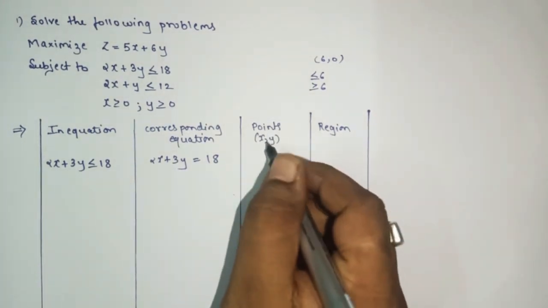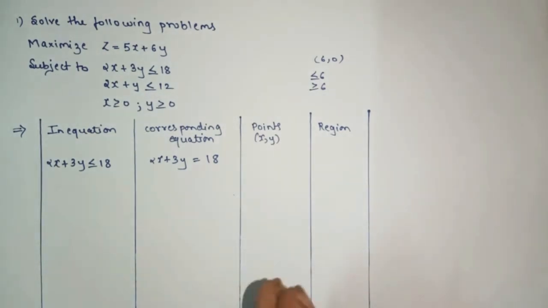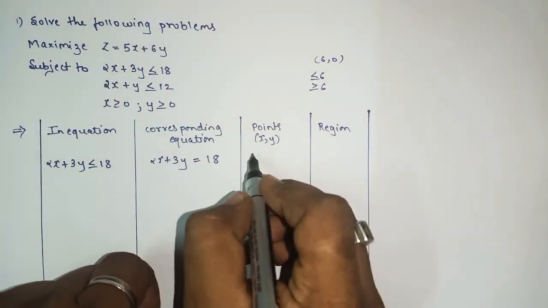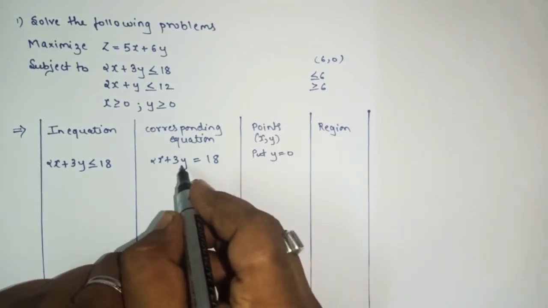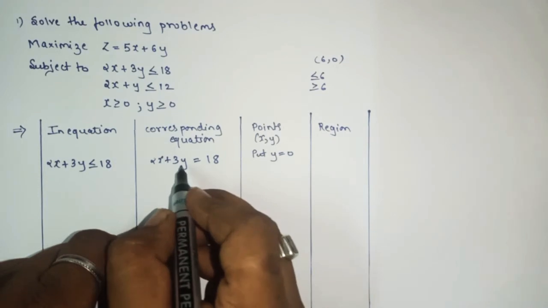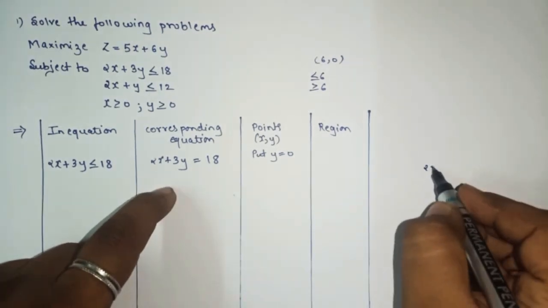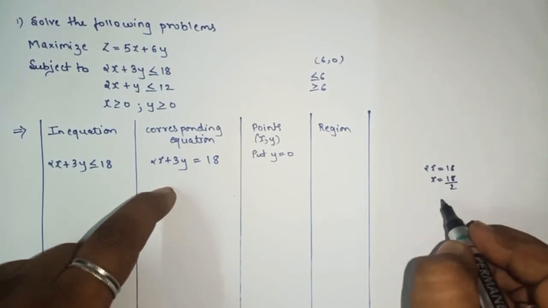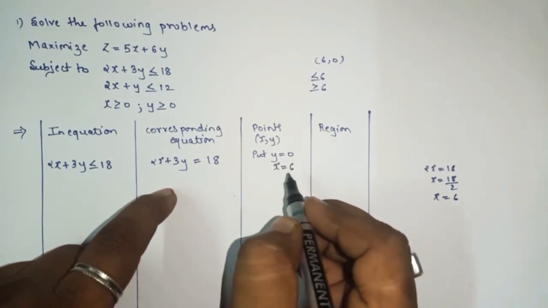After that we have to find the points. Here, to find the point, there are two ways. The first method is: simply you put the value of y equal to 0, where you will get the value of x. So if you put the value of y as 0, you are left with 2x equals 18. So x will be 18 upon 2. So that means x will be 6.